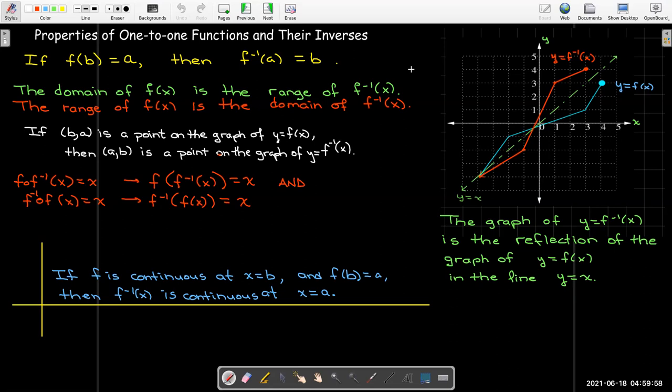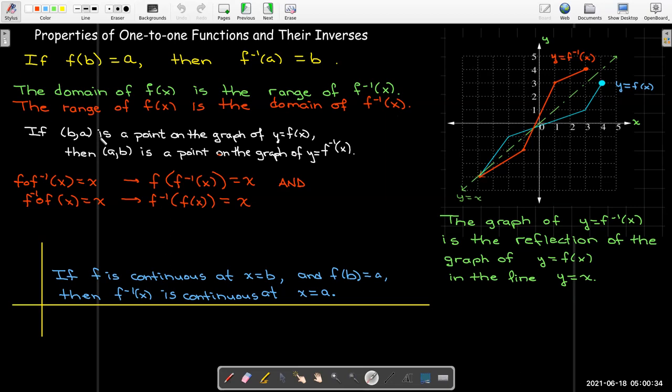So remember that the function and its inverse exchange the roles of the inputs and the outputs. In other words, the inputs of the original function become the outputs of its inverse, and vice versa. The outputs of the original function become the inputs. So in other words, the domain of the function is the range of the inverse. The range of the original function is the domain of its inverse.